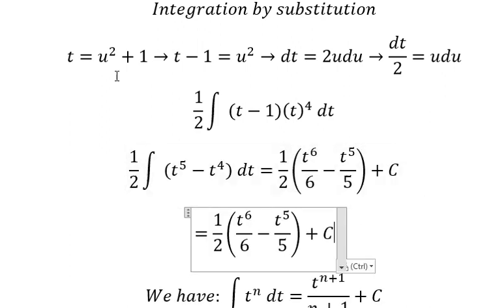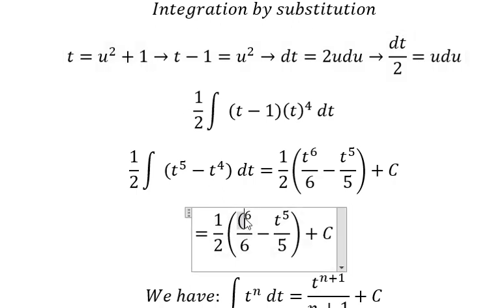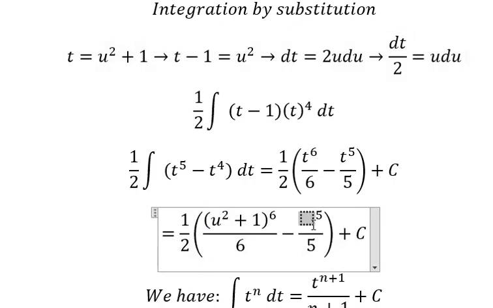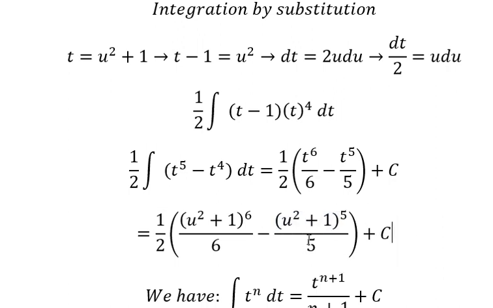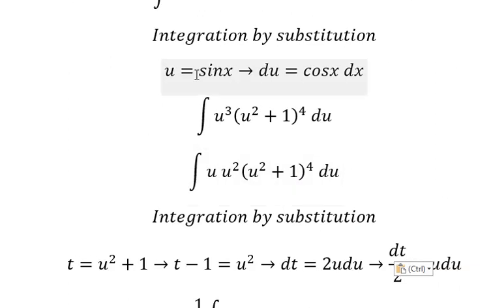About t, that is about this one. About u, that is about sine x.